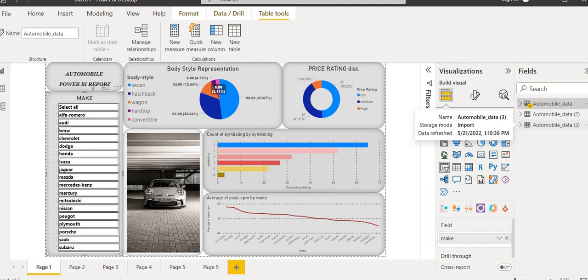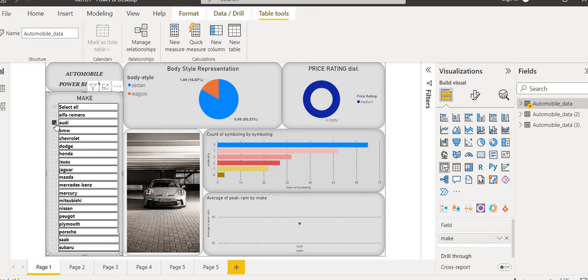One chart is a pie chart, one chart is a donut chart, and the other is a vertical bar chart. On the right side one slicer is used in which we can select all the brands of the car in order to check the required information about the cars. Like you can select Audi in order to get the information.